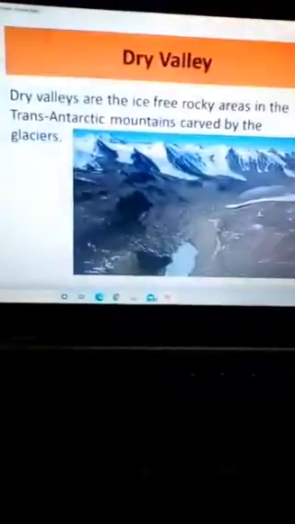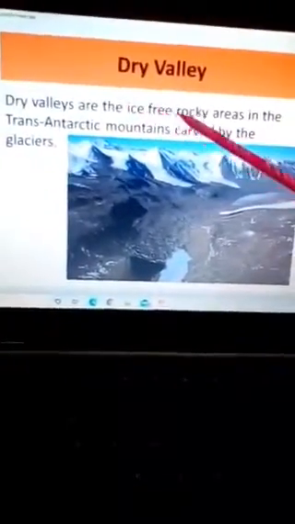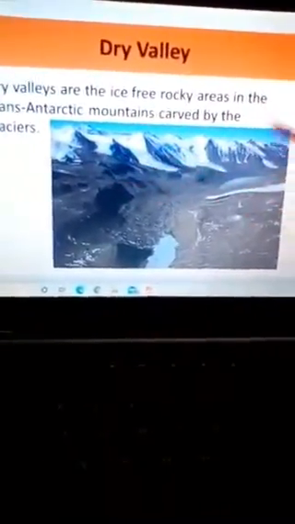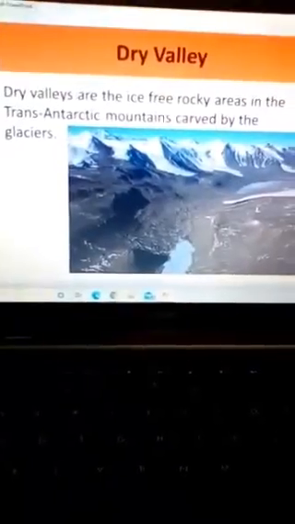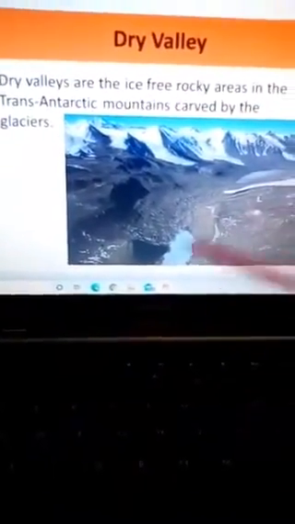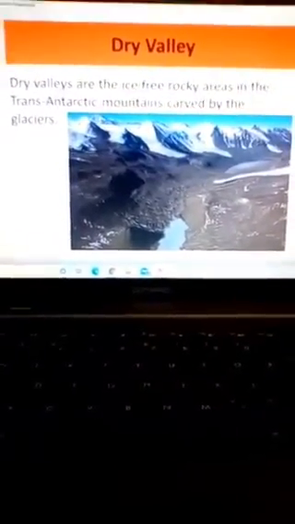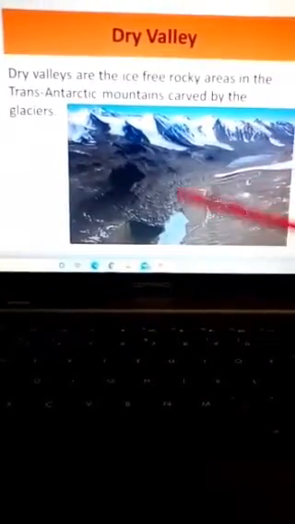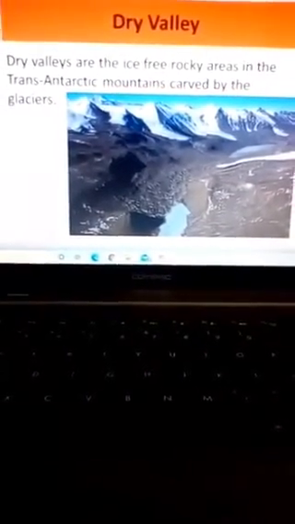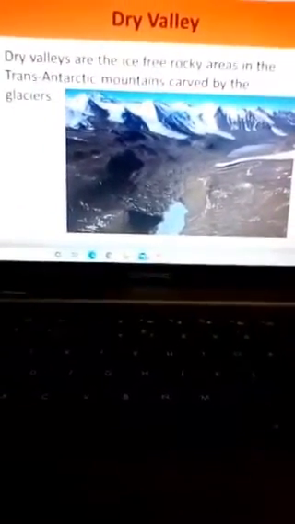Moving ahead with the dry valley. Now, what is a dry valley? It is an ice-free rocky area in the Transantarctic mountain areas which is carved by a glacier. That means this area has been given its shape while a glacier moved through it, but now it is an ice-free area because the ice which was present there has already passed this area in the form of a glacier. So now there is no ice left, and no new ice or fresh glaciers are being formed because there is no rainfall at all.